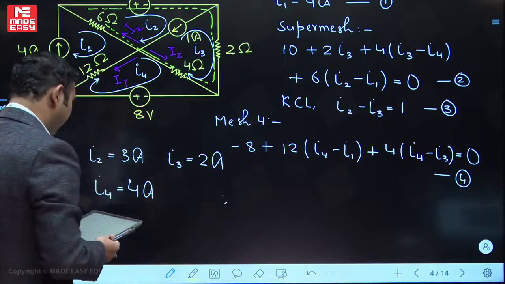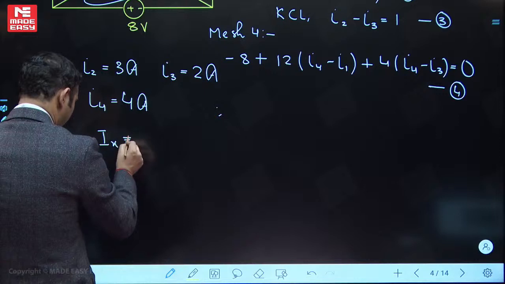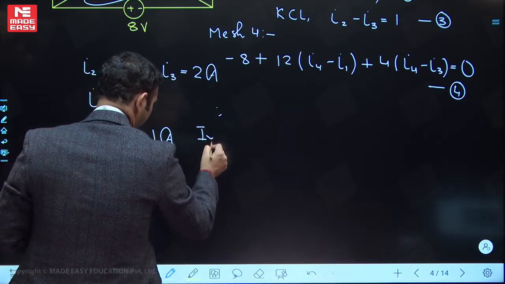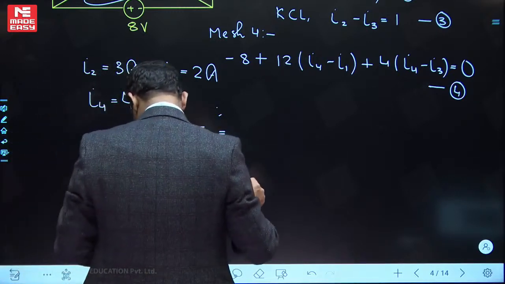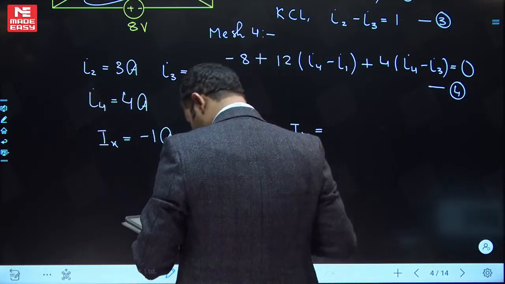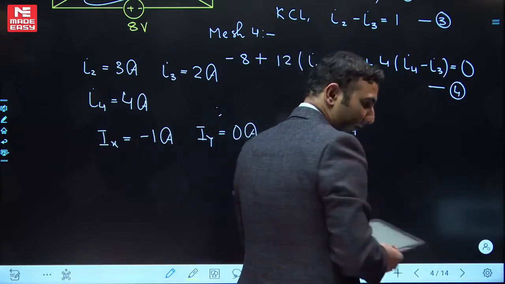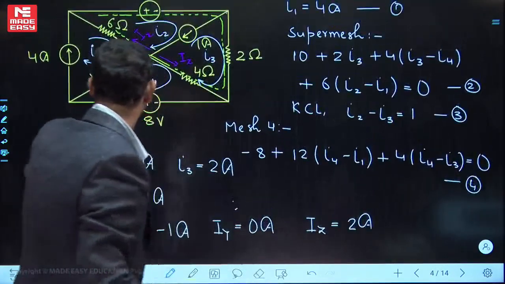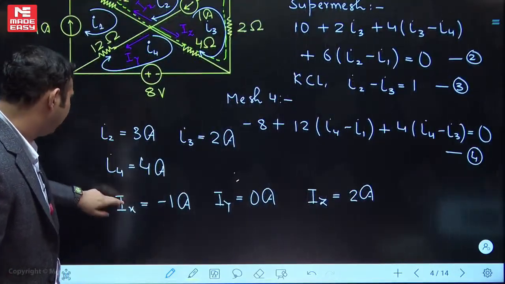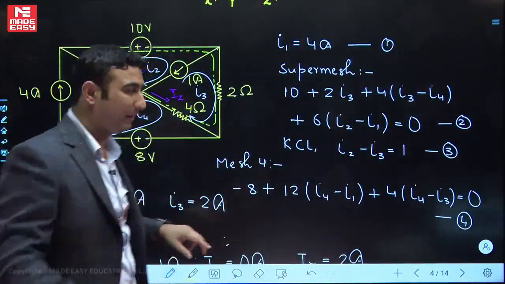From there we can find IX, IY and IZ. If you want those too, I'll write them. IX is coming as -1, IY is coming as 0, IZ is coming equal to 2. You can check over here. IX is I2 minus I1. I2 is 3 and I1 is 4. 3 minus 4 is minus 1.